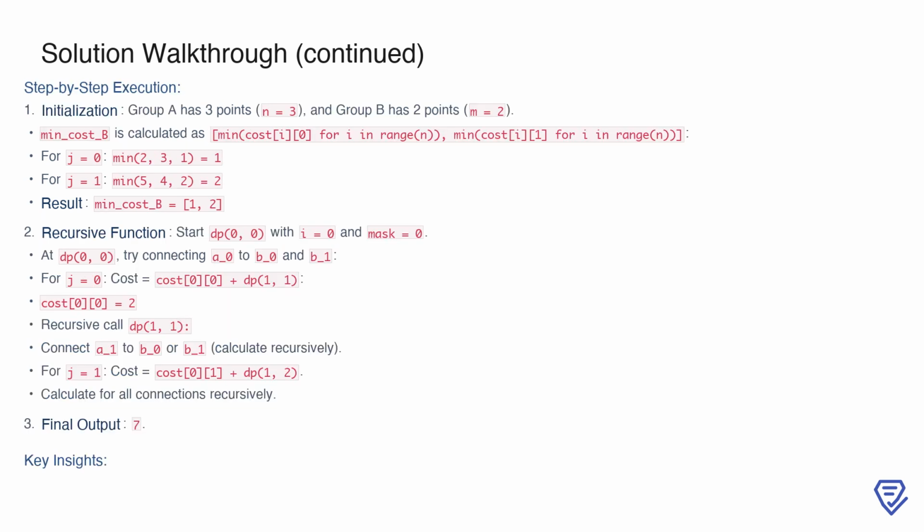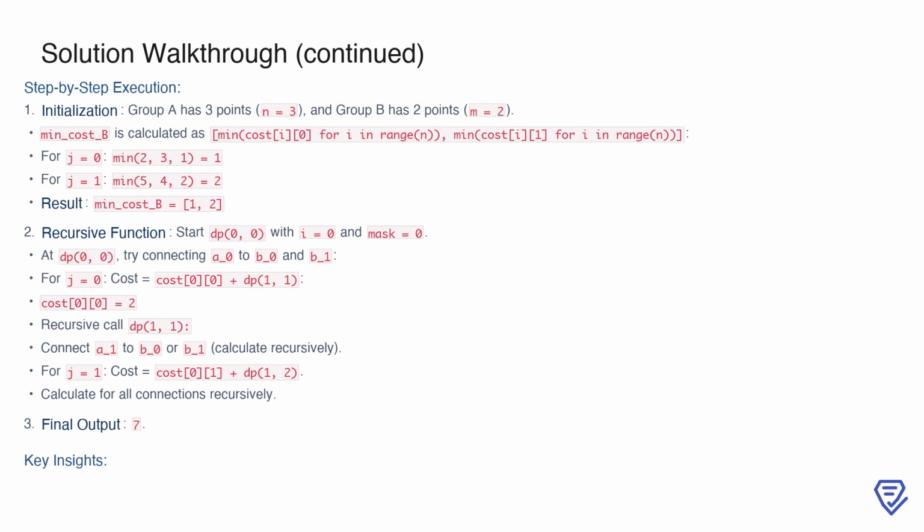Now, consider a larger example where the cost matrix is [2, 5], [3, 4], [1, 2]. Group A has 3 points, and Group B has 2 points. As before, we calculate min_cost_B to simplify the handling of unconnected points in Group B. For the first column, the minimum value across the rows is 1, and for the second column, the minimum value is 2. Thus, min_cost_B equals [1, 2].